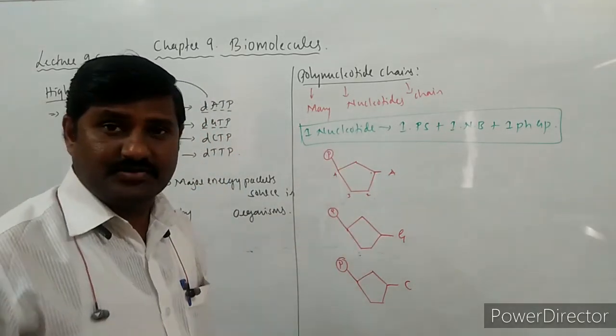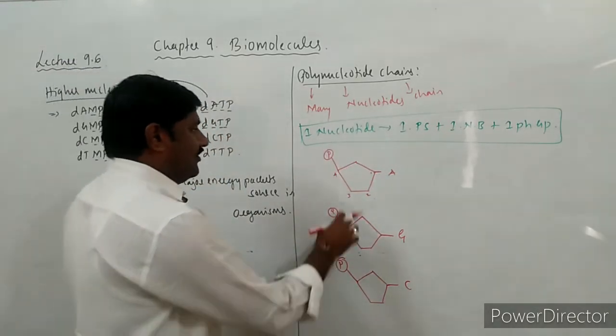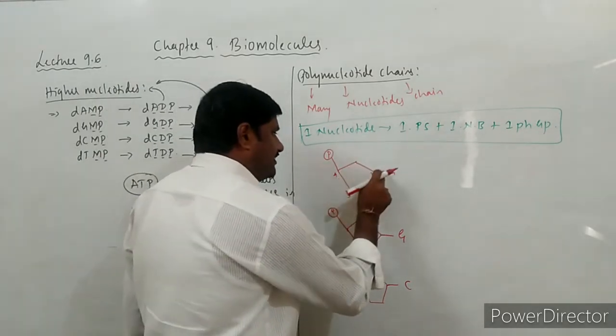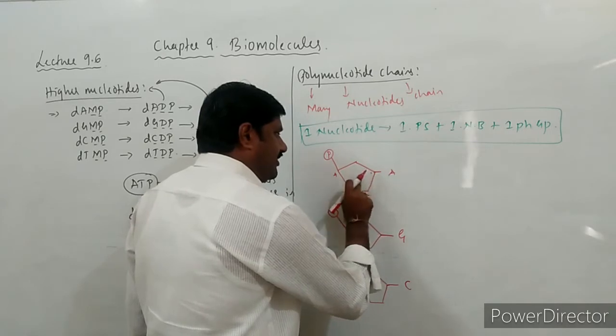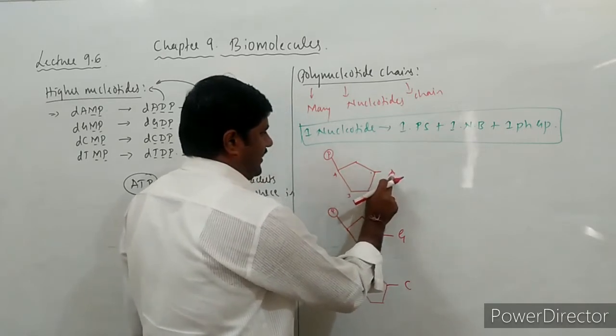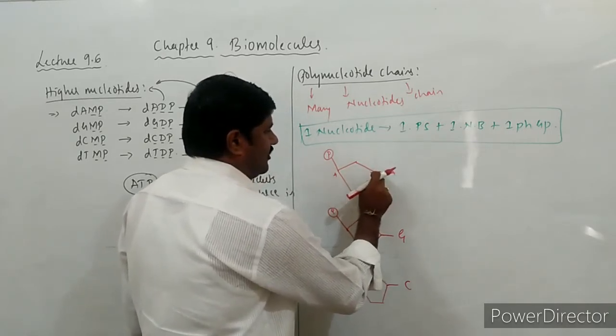How to join these nucleotides? See here, there is one bond between one pentose sugar as well as one nitrogen base, and this bond is called what?